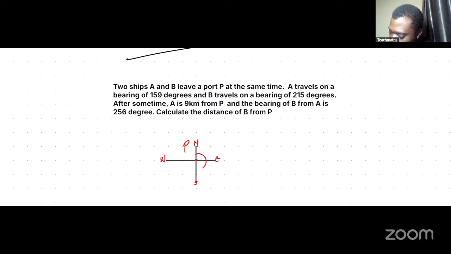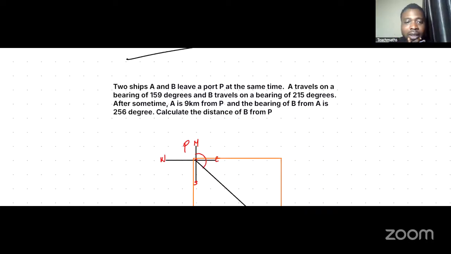I just want to take this out. All right, so 159 degrees, I'm going to have something like this. So A is somewhere on this line. A is somewhere on this line.